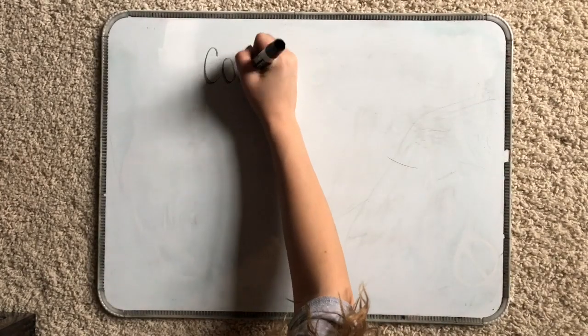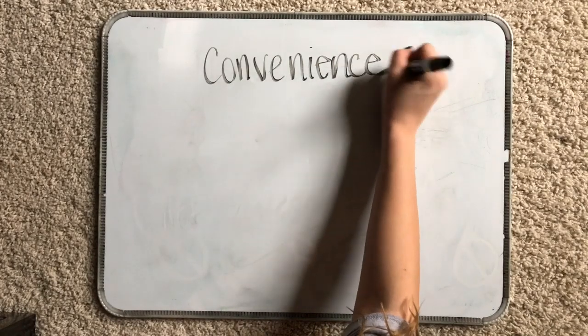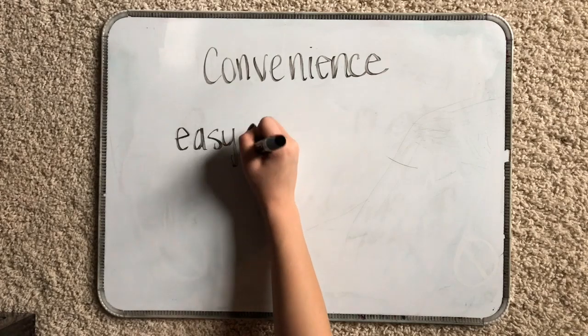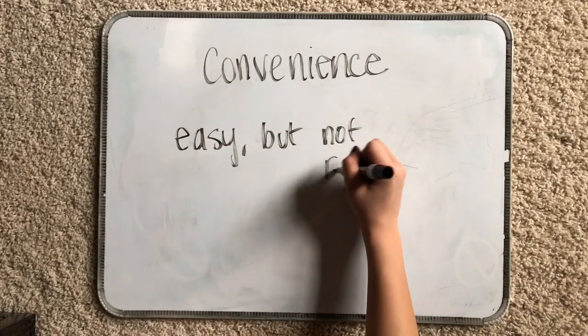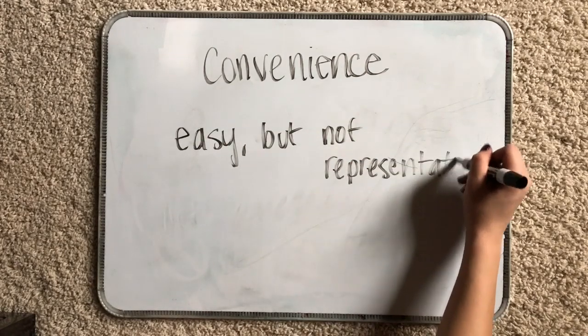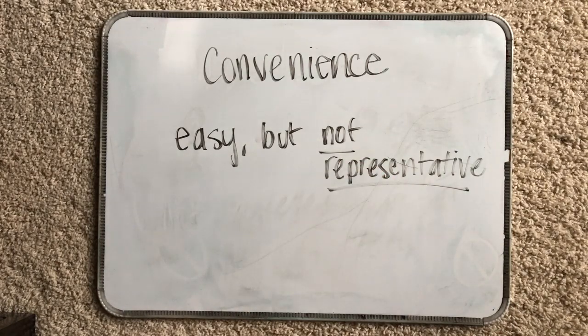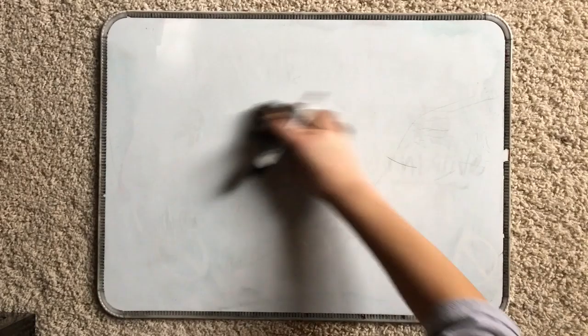The next thing you want to stay away from is convenience sampling. Convenience sampling is when you basically just survey people that are right in front of you or places that are easier to get to. So, you don't actually represent the whole population.